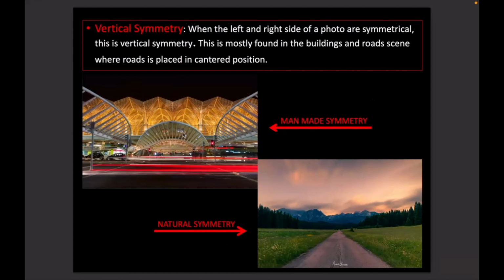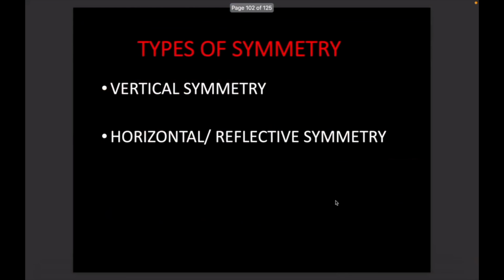Again, I say, the more you practice, the more it comes to you naturally. Seeing these symmetries, and even seeing differently as well. Okay, so again, this is also man-made symmetry or natural symmetry. You see, the left and the right divided by the road as well. Okay, so now we come to the types of symmetry: vertical and horizontal symmetry, which we call reflective symmetry as well.